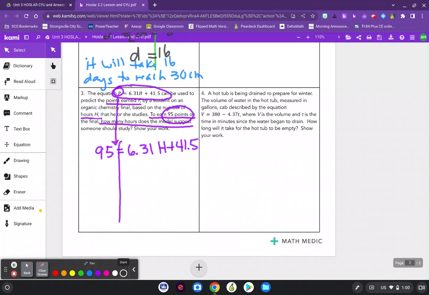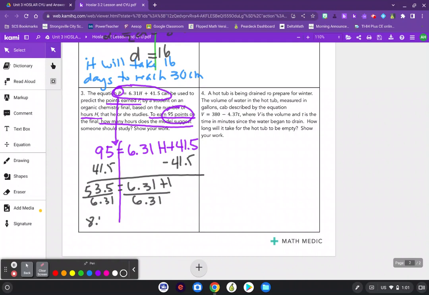Now I'm just going to go through and I'm going to solve this. So I'm going to subtract 41.5 on both sides. And that gives me 53.5 equals 6.31H. So I'm going to divide both sides by 6.31. And when I do that, I get 8.48, or about 8.5 is equal to H, so 8.5 hours of studying in order to get those 94 or 95 points. Whew, it's a lot of studying. All right, and so again, your job would be to do problem 4.